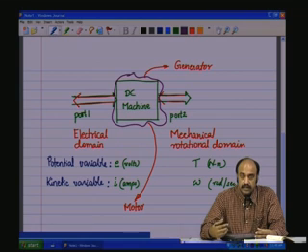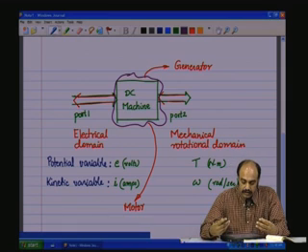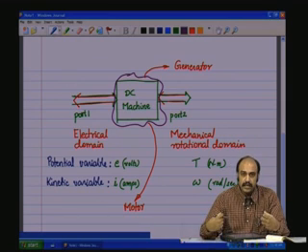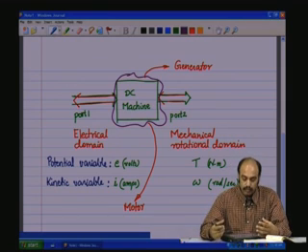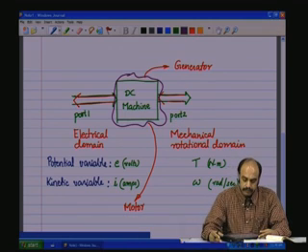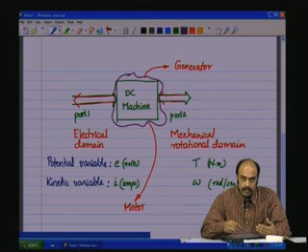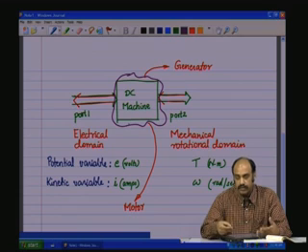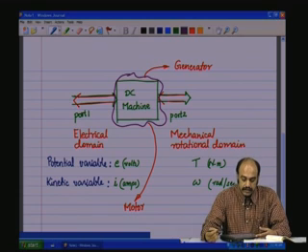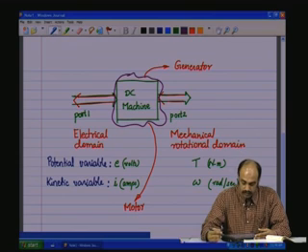So, first we consider the DC machine as a generator. So, we discuss the DC generator, and the same machine will be later discussed as a motor, that is it transfers energy from the electrical to the mechanical domain. Most of the principles that we study about the DC machine as a generator will also be applicable to the same machine in the motoring mode.